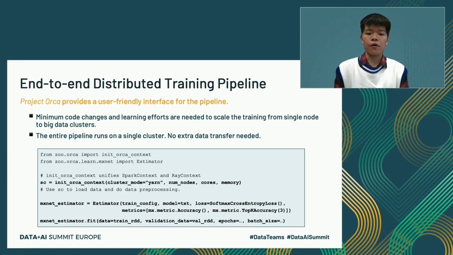So here in our use case, we input the TXT model defined in MXNet. And since our recommendation use case is a next item prediction problem, we use the softmax cross entropy loss, and we choose top 1 and top 3 accuracy as the metrics. So invoking estimator.fit would launch the distributed MXNet training across the underlying YARN cluster, given the Spark processed RDDs and the number of epochs and the batch size for training. So that's pretty much the code you need to write for the distributed MXNet training pipeline.